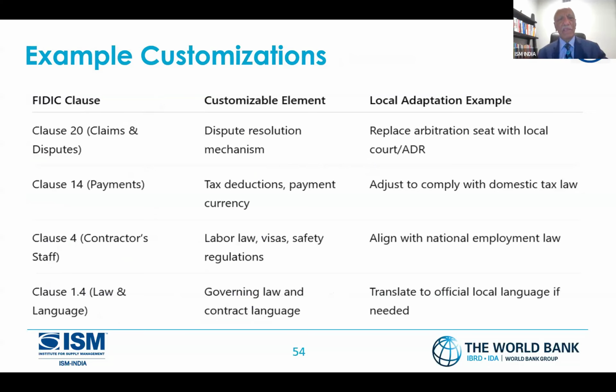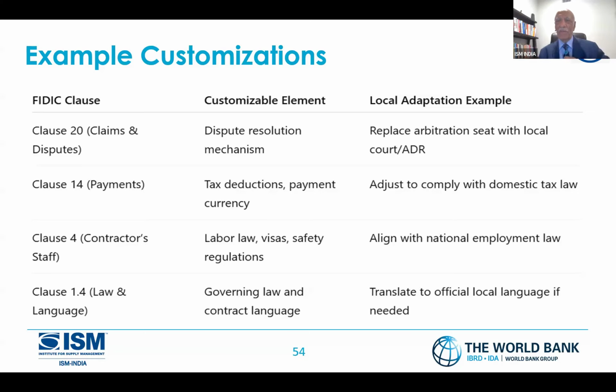I'm just taking a very few examples of FIDIC clauses. Let's say clause 20 for claims and disputes. Now I could customize it. So I could replace the arbitration seat with local courts if you want that. Clause 14, the payments part: tax, deductions, payments, currencies. If I'm based in X or Y country, I could convert them and comply with the domestic tax laws. Because sometimes these are a must from the state government, so I may have to adjust.